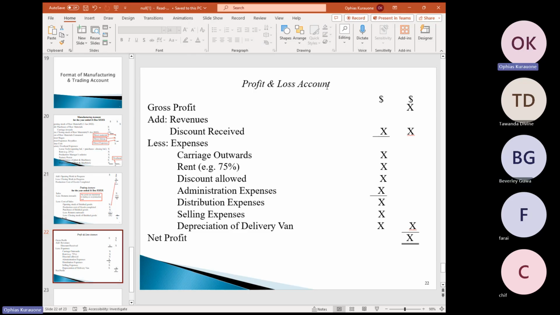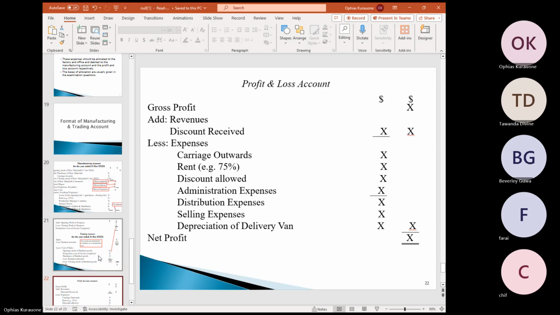Then the profit and loss account: gross profit here, other revenues, discount received, expenses, carriage outwards, rent, discount allowed, administration expenses, tuition expenses, selling expenses, depreciation of motor vehicle. Then you get a net profit.